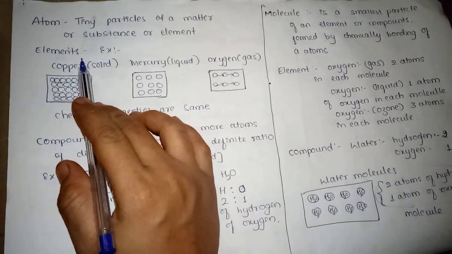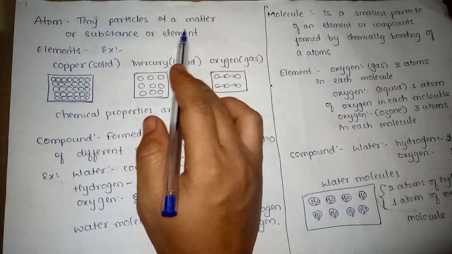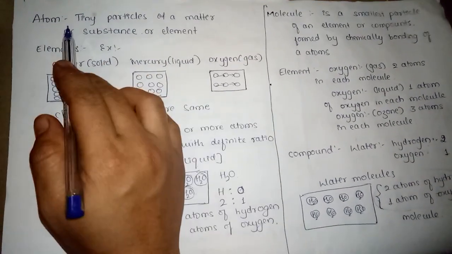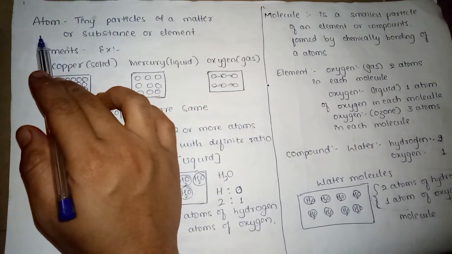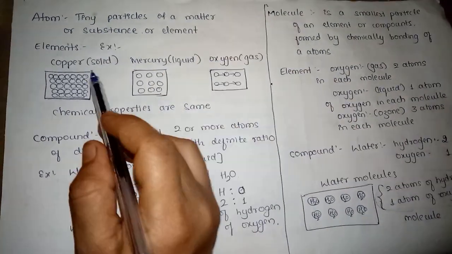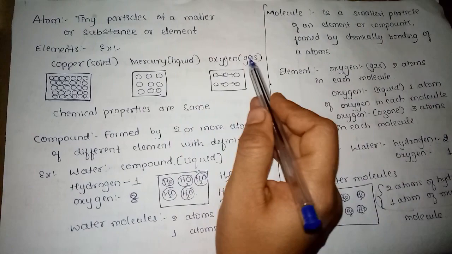So each and every element is made up of a tiny particle of matter or a substance. Each element contains an atom. An atom is made up of tiny particles. It may be any kind of matter, that is, it may be solid, liquid or gaseous.